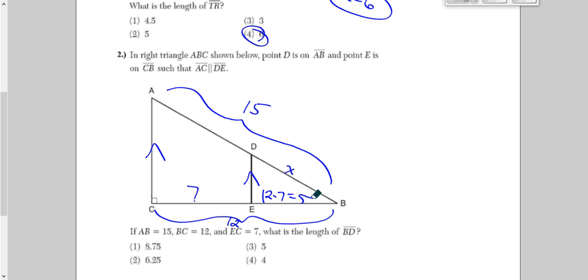12 minus 7, so this is 5. Now adjust your proportion correctly. How many got 6.25? What was your proportion? Well, I subtracted. I got 6.25. Remember, that's where learning happens. Did you set up the wrong proportion, or did you subtract it wrong? It's okay. Well, that's the important thing. So we get 12x equals 7.5.